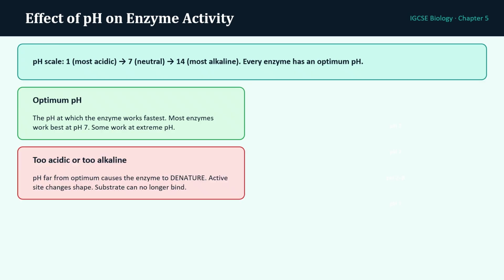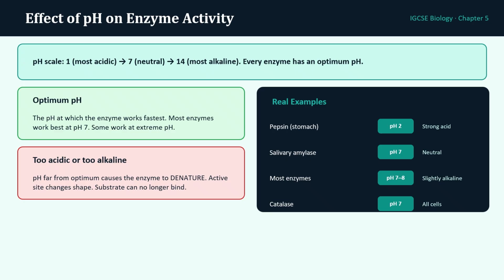Now look at if the pH goes far below the optimum pH range, or it goes above the optimum range. In either condition, change in pH alters the shape of the active site of the enzyme and the substrate can no longer bind to it. So the enzyme stops working.